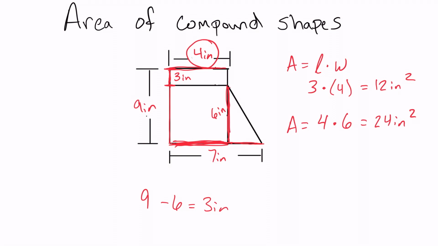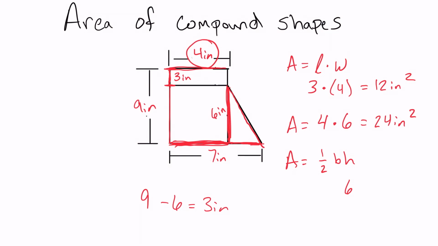Lastly, we have our triangle here. Now we have everything we need. If we recall, the area of a triangle is 1/2 base times height. We have our base, we have our height. Our height we know as 6 inches. That is a given to us. But our base is a little bit trickier. Notice again, our base is 7 inches that is being shared with our rectangle.